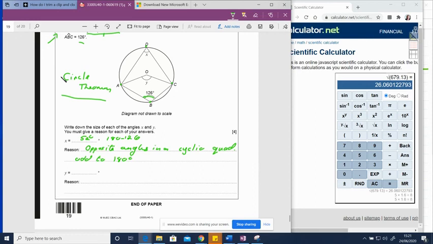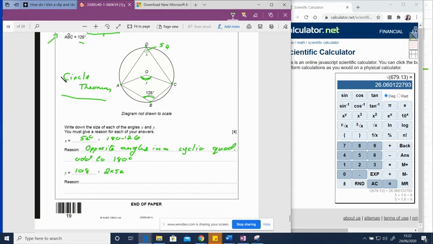Okay, so angle y, it wants us to find the size of angle y. Well, we've just found out the size of angle x, which is 54 degrees. So using one of the circle theorem rules, we know that the angle at the center is twice the angle at the edge if the angles are subtended by the same chord. So we can say that angle y is 2 times 54, which is 108.